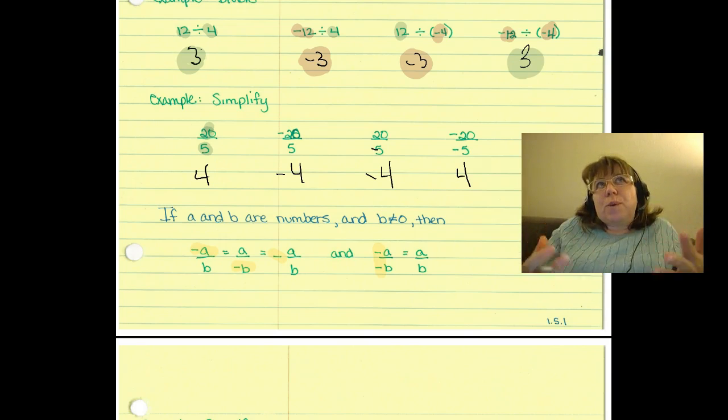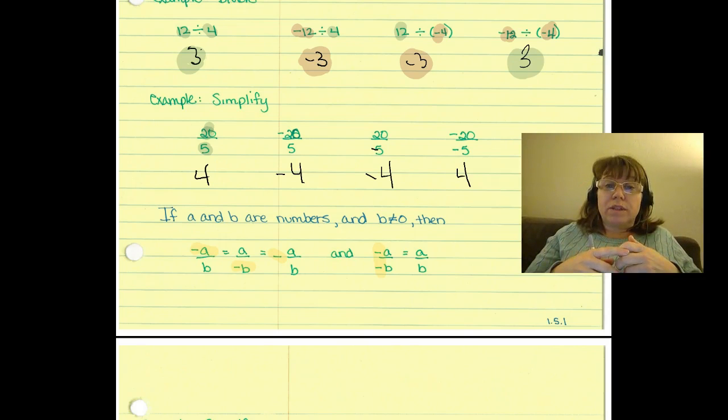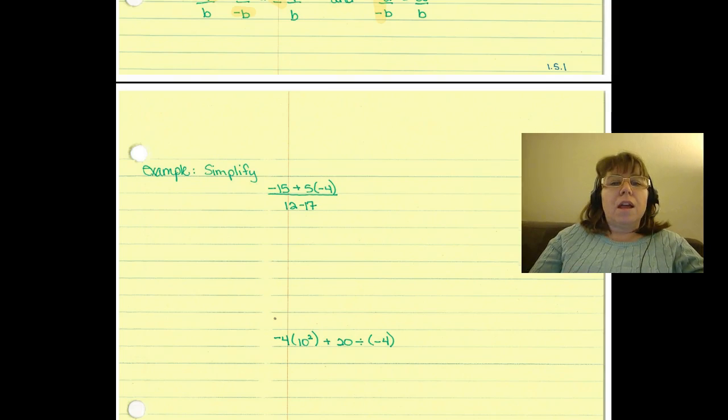I know I said get rid of it, but you can actually reduce or divide it out. And because you're dividing a negative into a negative, technically that is a positive. So it does go away. So let's work with a couple of problems.